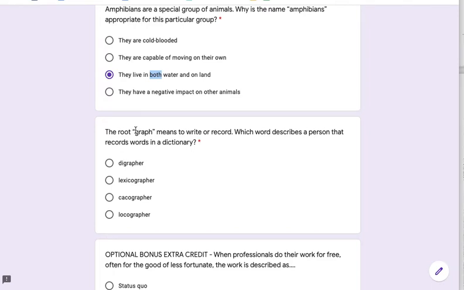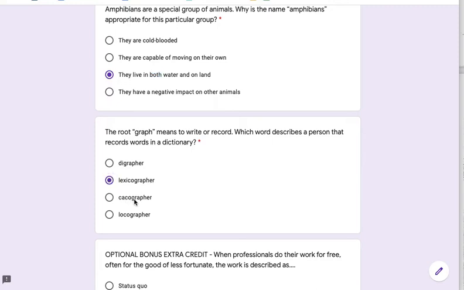The root graph means to write or record. Which word describes a person that records words in a dictionary? I have no idea, but I know this would be like a writer. Lexicographer would be lexi meant word, right? So this would be a word writer. Would a word writer be a good answer for a person that records a dictionary? I think so. So I'm going to click that one.